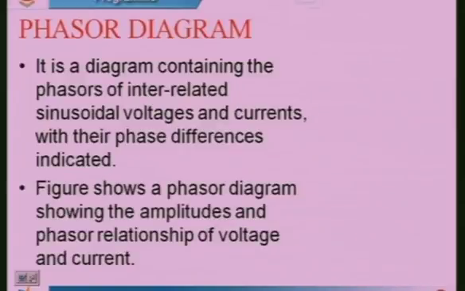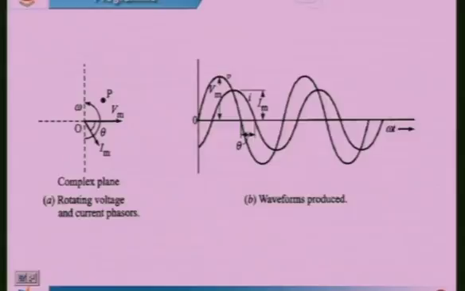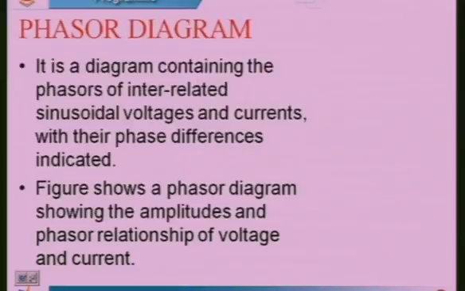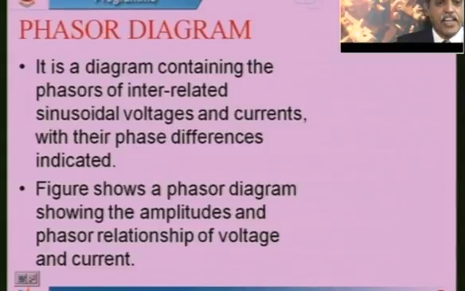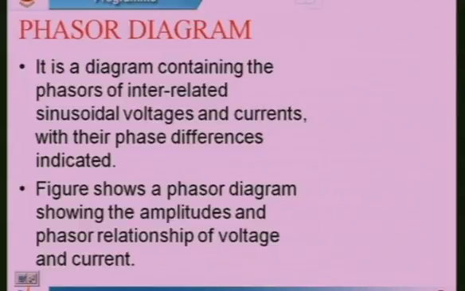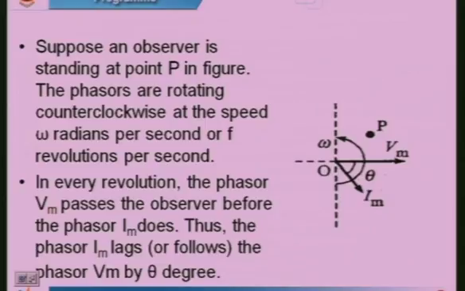So this diagram which I have shown in the previous slide is called a phasor diagram. But generally, when you draw the phasor diagram, we do not consider the maximum values of the voltages, we will just consider the RMS values of the voltages. So a phasor diagram is a diagram containing phasors of interrelated sinusoidal voltages and currents with their phase differences indicated, okay.